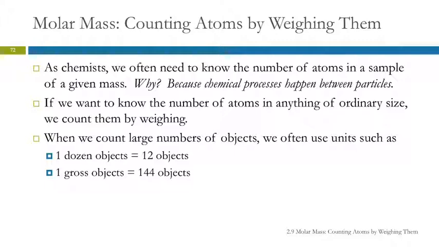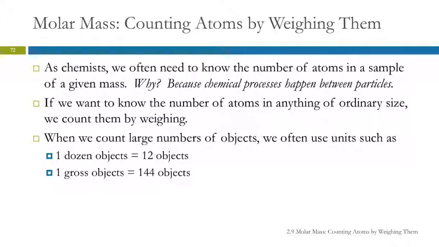So there's too many atoms in anything large enough to see for anybody to be able to count. Because counting a mole of something, even the fastest you could possibly count, would take more than your lifetime. So that's not going to work. So we count them by weighing. And we do this with ordinary sized objects as well.